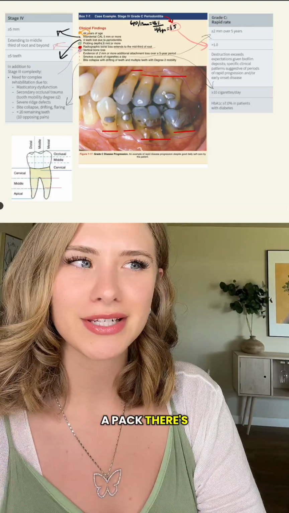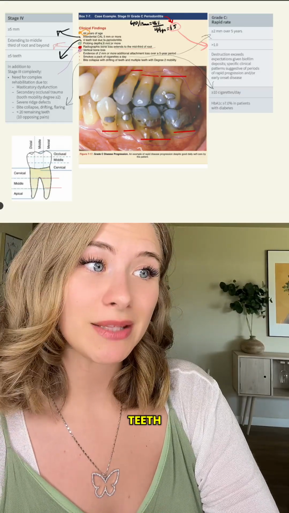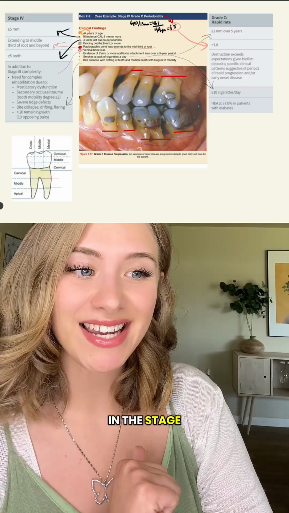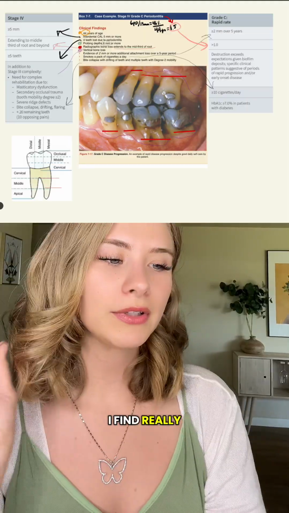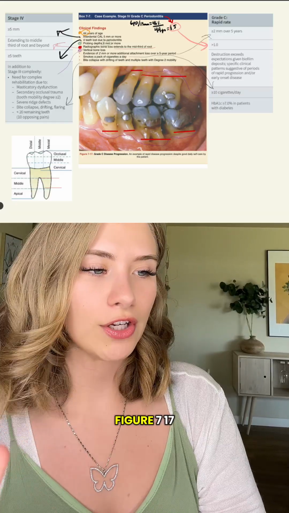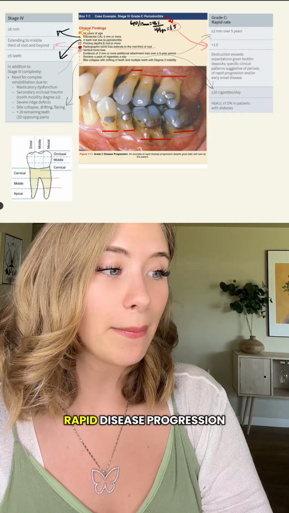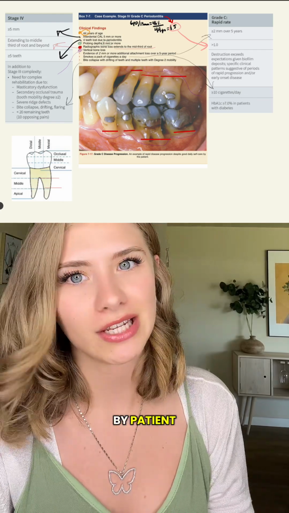I think in a pack there's 10. Bite collapses with drifting of teeth, multiple teeth with a degree of mobility. Like it says in the stage, you have that bite collapsing, mobility, stuff like that. What I find really interesting is it says down with figure 7.17, grade C progression, an example of rapid disease progression despite good daily self-care by patient.